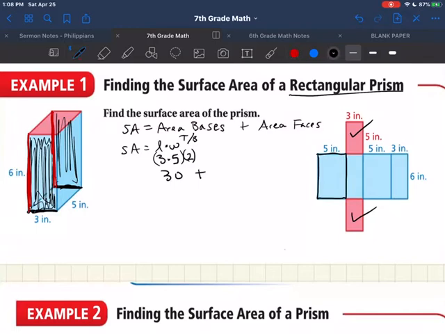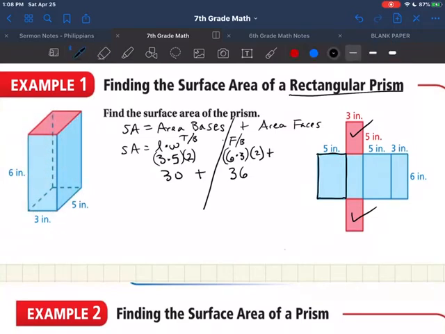So these are the bases, and then the faces, we have the front and the back, so I'm going to abbreviate it F/B. The front and the back are simply 6 times 3, which is 18 times 2, right? Because there's 2 of them. So that would be 36.